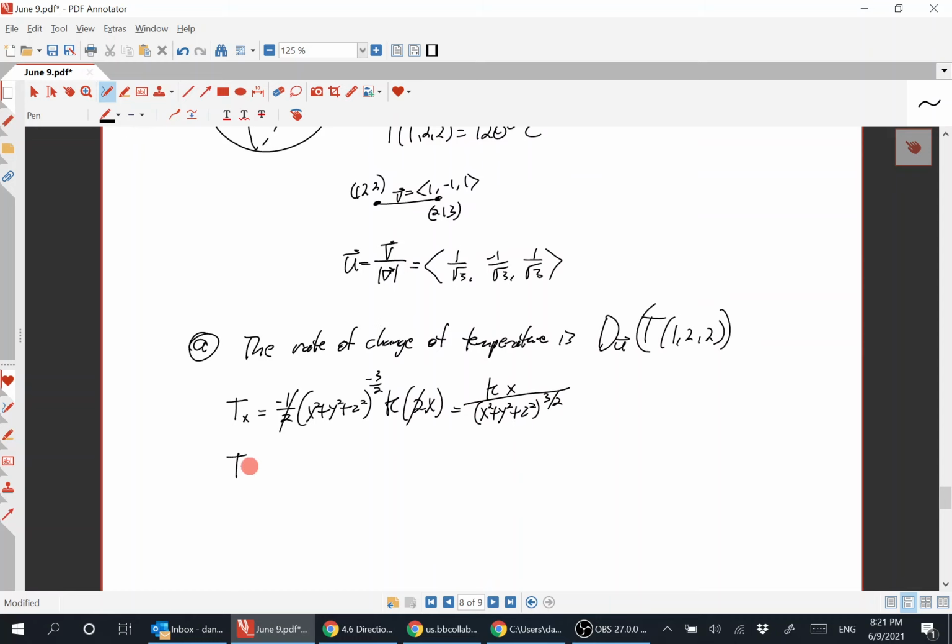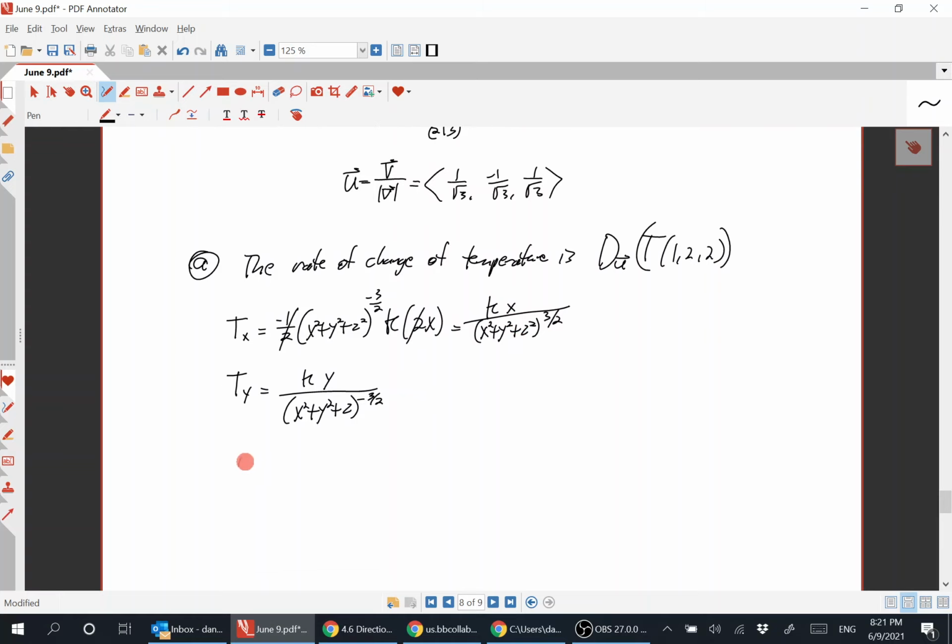And so now the derivative with respect to y, same thing. Just exchanging, because it's a nice symmetric function in x, y, and z. So you just get the corresponding partial derivative where y takes the place of x, and this one where z takes the place of x. Oops, not to the negative 3/2, to the positive 3/2 in the denominator.